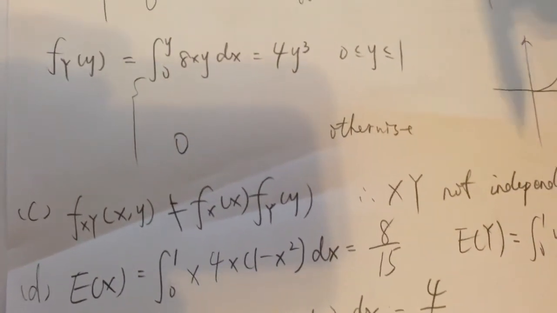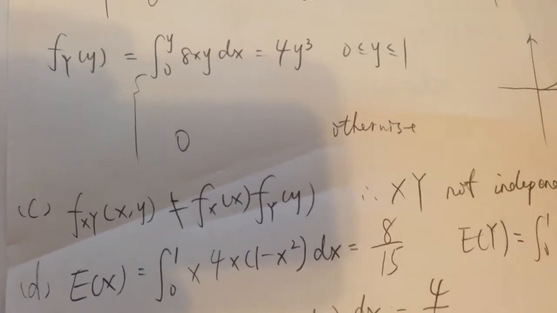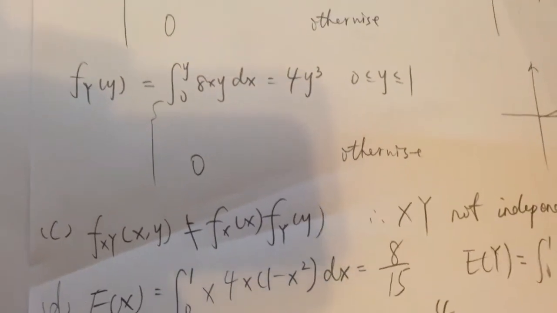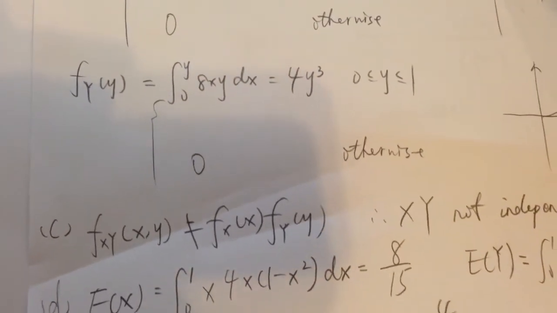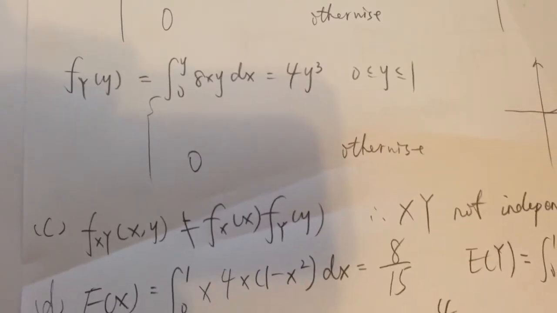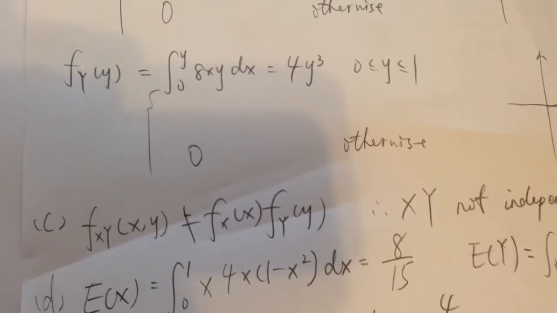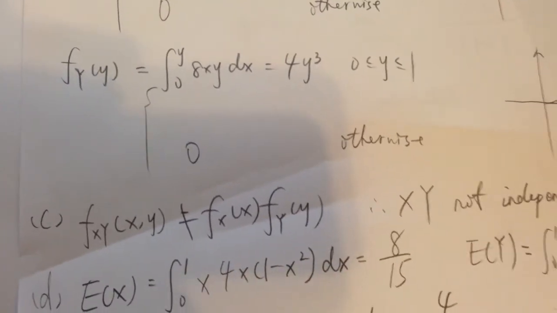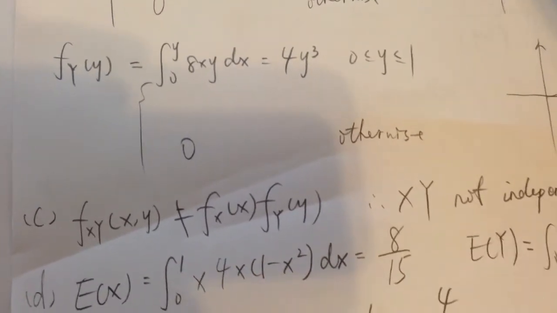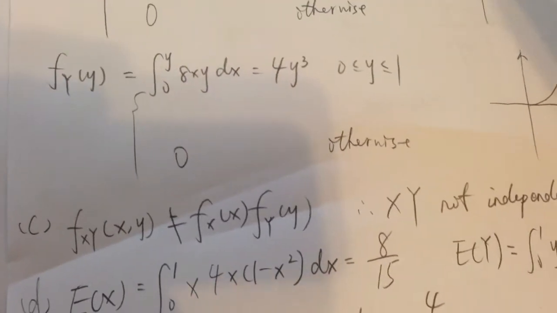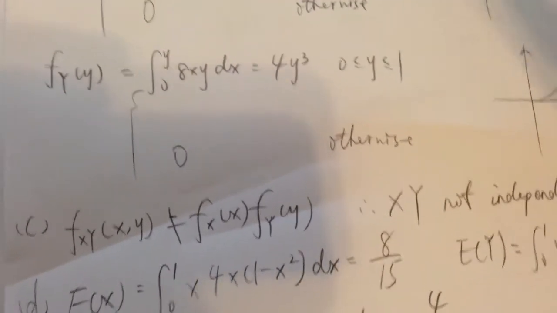So the next one is to prove or disprove that x and y are independent. According to the second solution, we know that f_XY(x, y) doesn't equal f_X(x) times f_Y(y). So x and y are not independent.